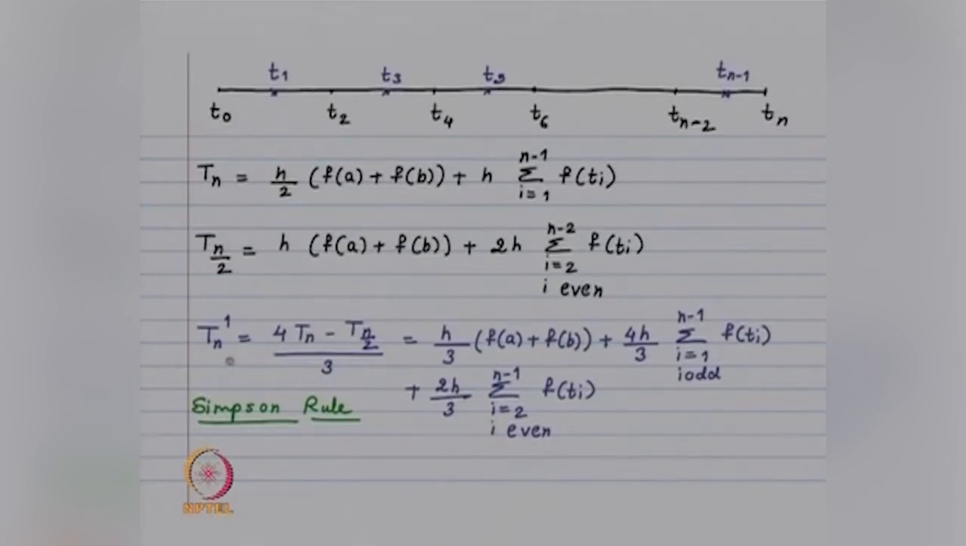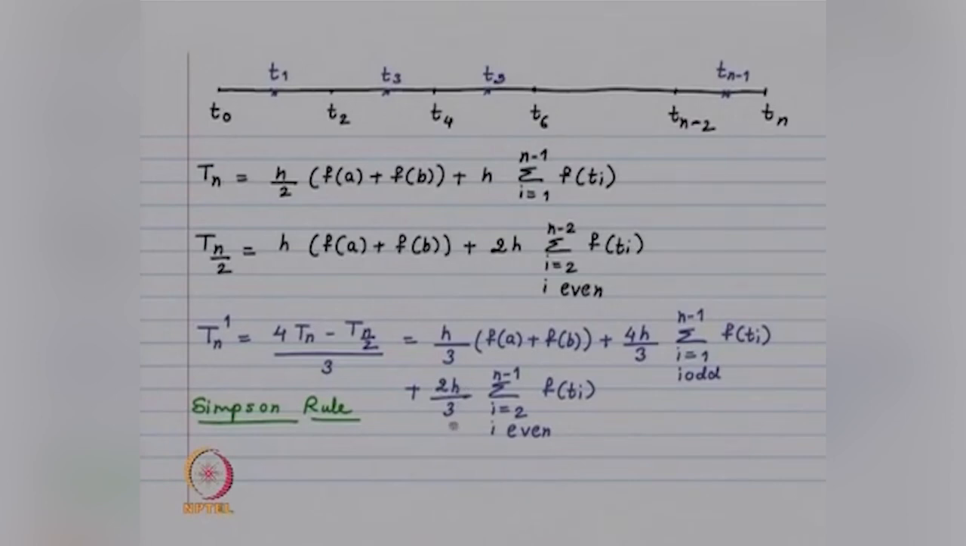Our t n 1 is 4 times t n minus t n by 2 divided by 3. So, here you are multiplying by 4 and then subtracting. That will give you h by 3 times f a plus f b, plus odd terms, they are going to come only from here. So, that is why you have 4 h by 3 summation i goes from 1 to n minus 1, i odd, f t i, plus there are even order terms here, even order terms here. You are multiplying this by 4 and then subtracting this and dividing by 3.